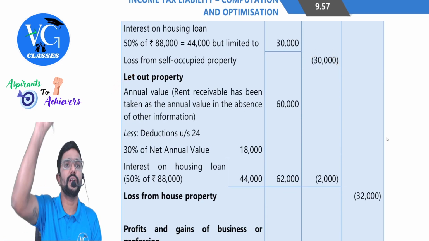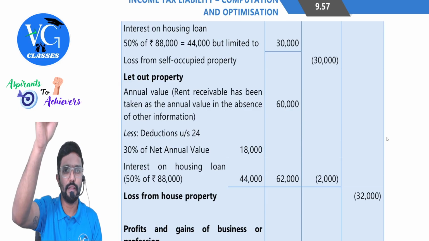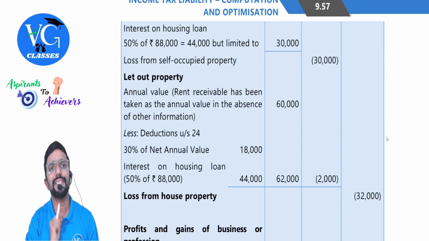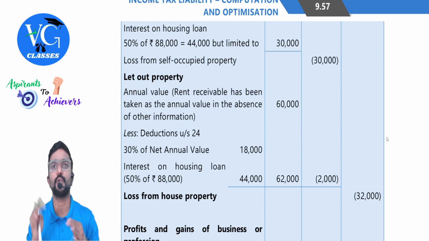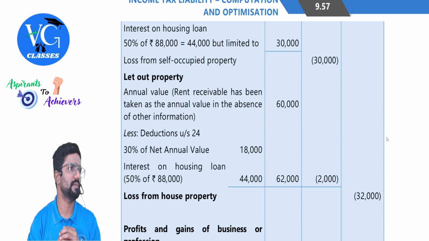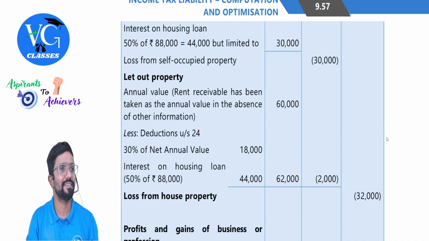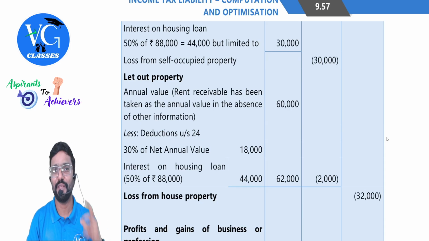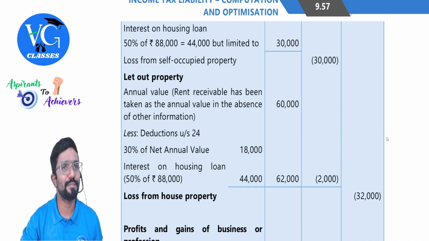Coming to the let out property, look at the beauty here. One twist, guys. Many students might miss this point. Listen here. Gross annual value is how much? 5,000 into 12. So should we take the rent receivable? Yes. So rent receivable has been taken as annual value in the absence of other information. But received is how much? 50,000. The assessee is following which basis? Cash. So should we take what is received or what is accrued?